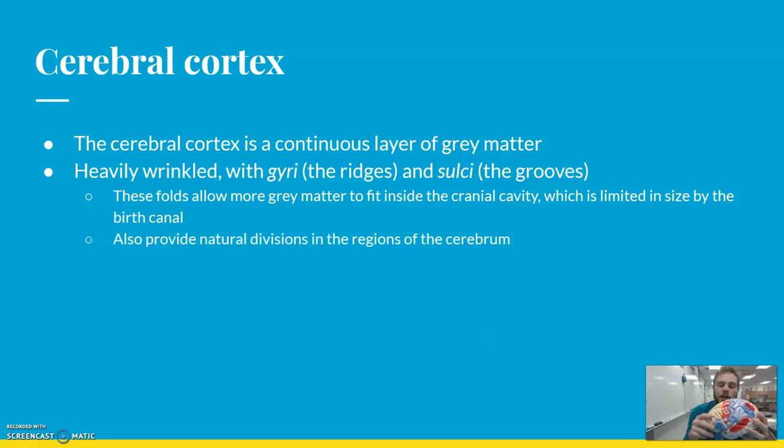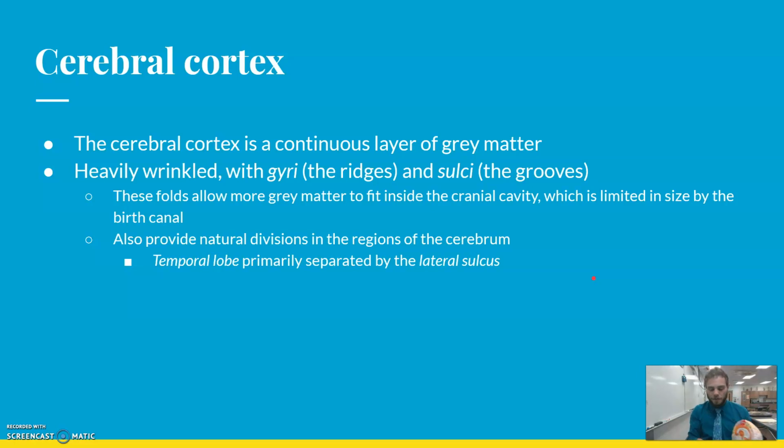On the cortex, these gyri and sulci also provide very natural divisions that we can see in the cerebrum. We'll get into those here in a bit, but you can see one of the major ones, and it's even color-coded, separating the red and the purple here. That is a major sulcus called the central sulcus.